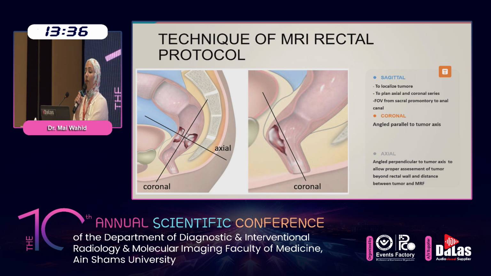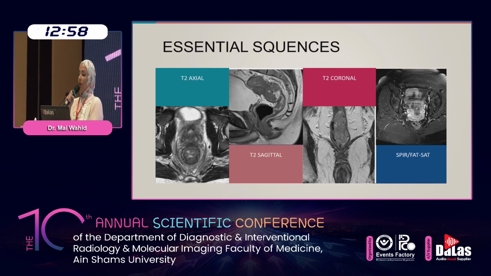So the technique of the MRI rectal protocol: we have three planes. The first important plane is the sagittal plane because it will localize the tumor and it will plan the axial and coronal views. The field of view, we take it from the sacral promontory, which marks the sigmoid takeoff, above which we have the sigmoid colon and below which we have the rectum itself, down to the anal canal. And the coronal view is angled parallel to the tumor axis and the axial view is angled perpendicular to the tumor axis, to allow the proper assessment of the tumor beyond the rectal wall and the distance between the tumor and the mesorectal fascia.